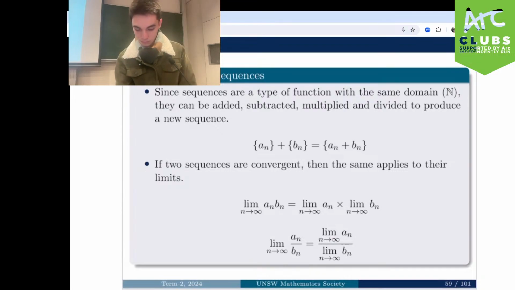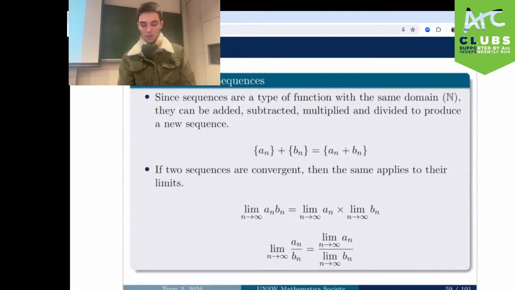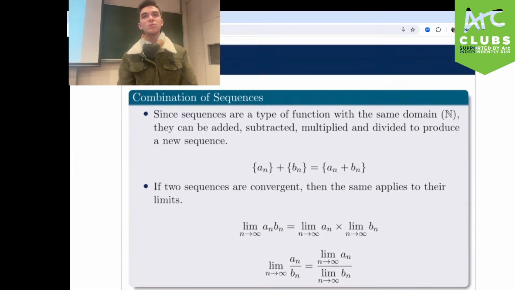Okay. Now, combinations of sequences, right? We're going to be basically manipulating sequences to arrive at new ones. And the way that we define this is that the sum of two sequences is just the sequence that you get when you add the corresponding terms of the two sequences, right? It's pretty self-explanatory. And the same as with limits of functions from last term, right? If two sequences are convergent, then the same applies to their product and their quotient and their sum and their difference as well, right?